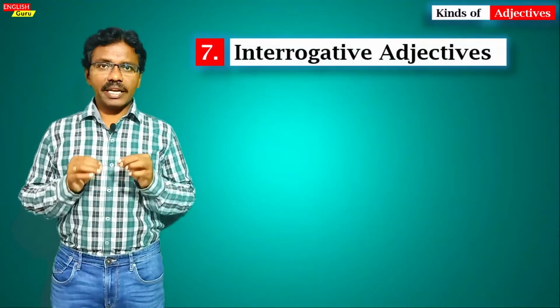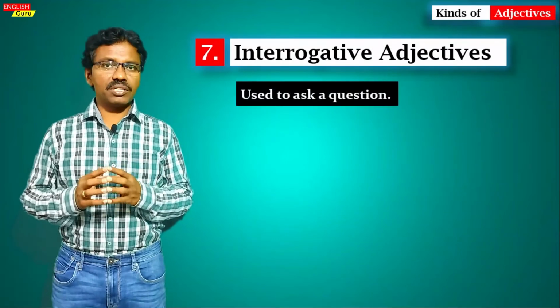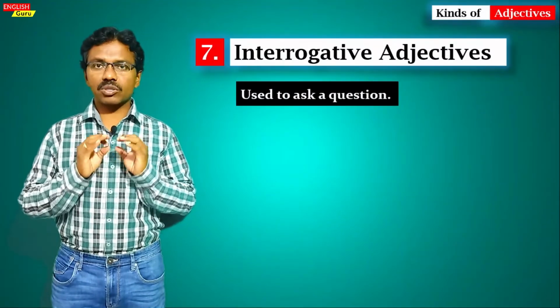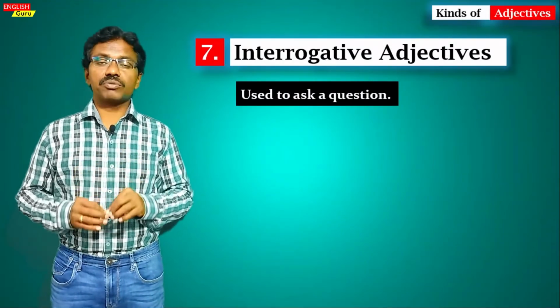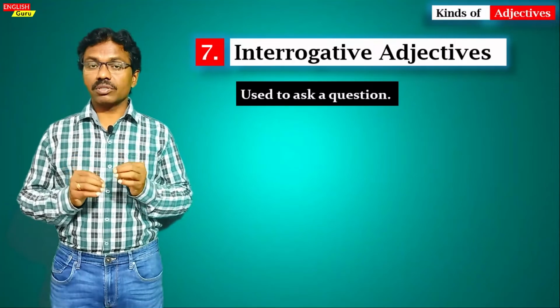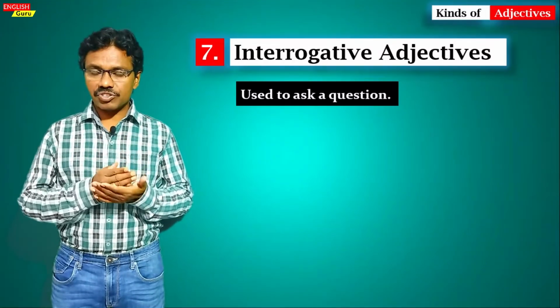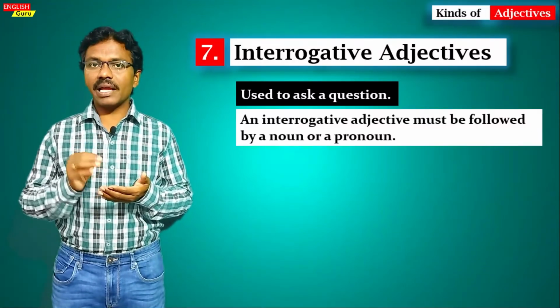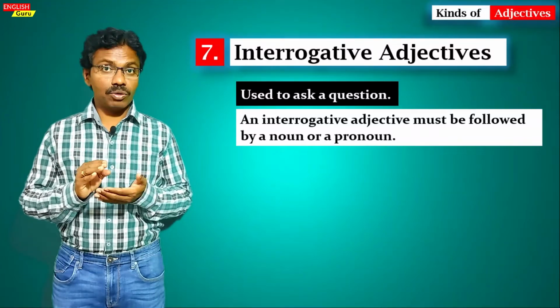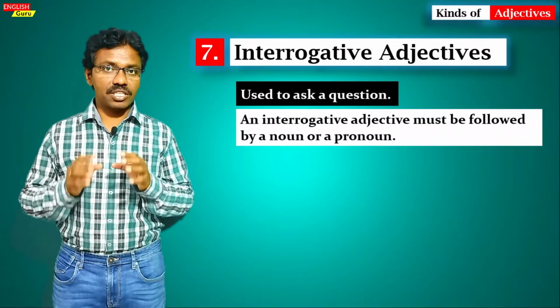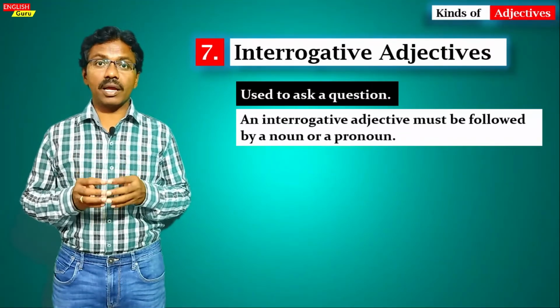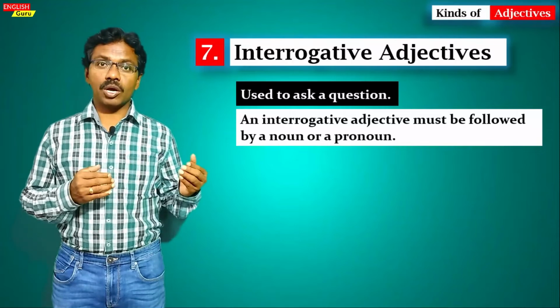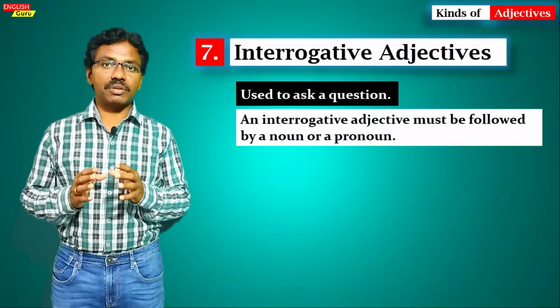The seventh one is interrogative adjectives. Interrogative adjectives are used to ask questions. An interrogative adjective should be followed by a noun, and only then is it called an interrogative adjective, or else it is called an interrogative pronoun. So that is where we have to be very, very careful.